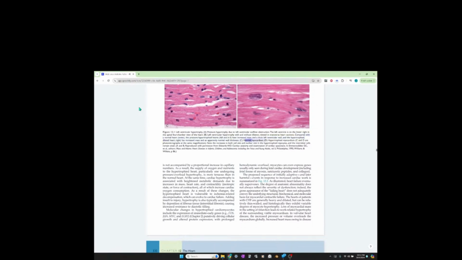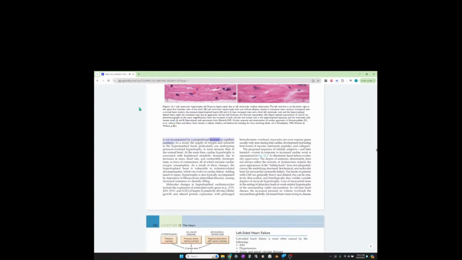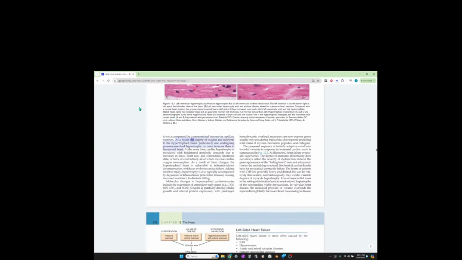Normal myocardium; hypertrophied myocardium. Note the increases in both cell size and nuclear size in the hypertrophied myocytes, while the interstitial cells remain small. Myocyte hypertrophy is not accompanied by a proportional increase in capillary numbers. As a result, the supply of oxygen and nutrients to the hypertrophied heart, particularly one undergoing pressure overload hypertrophy, is more tenuous than in the normal heart. At the same time, cardiac hypertrophy is associated with heightened metabolic demands due to increases in mass, heart rate, and contractility, all of which increase cardiac oxygen consumption. As a result of these changes, the hypertrophied heart is vulnerable to ischemia-related decompensation, which can evolve to cardiac failure.